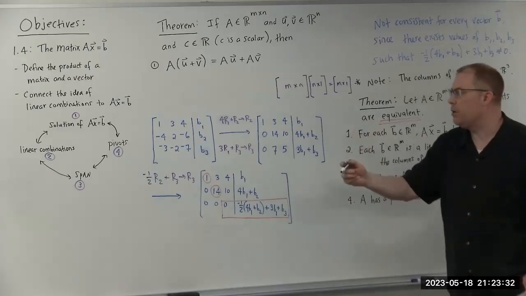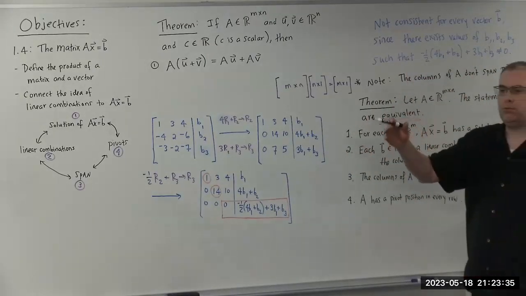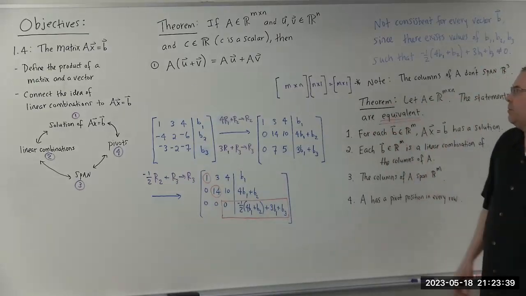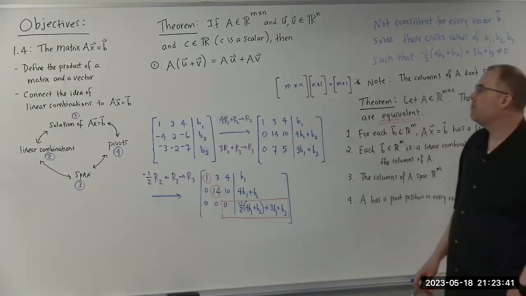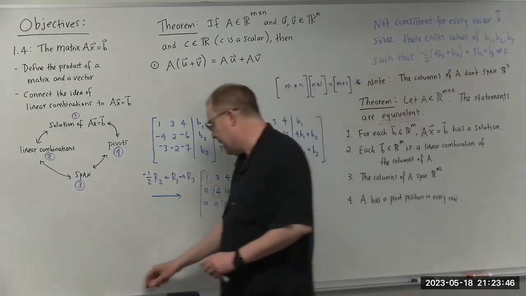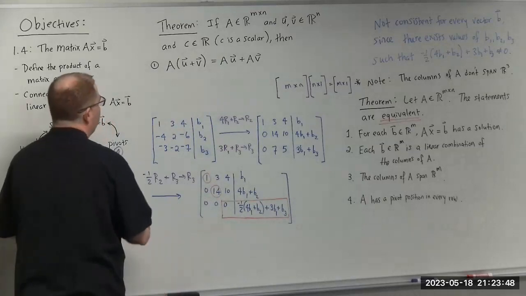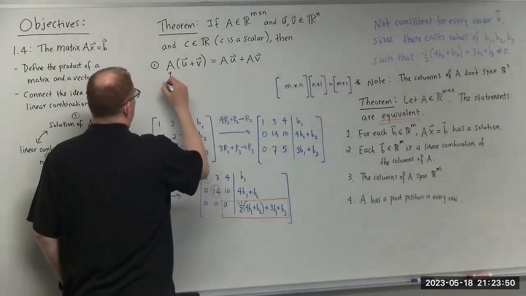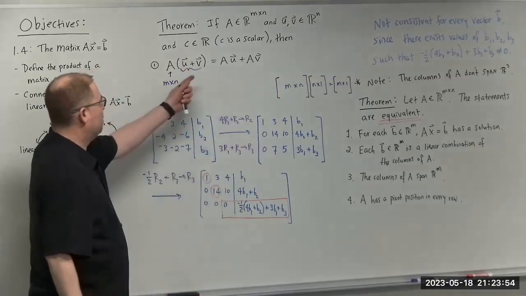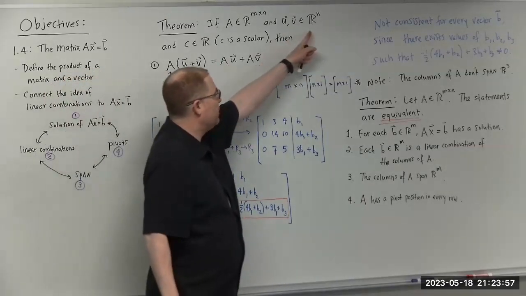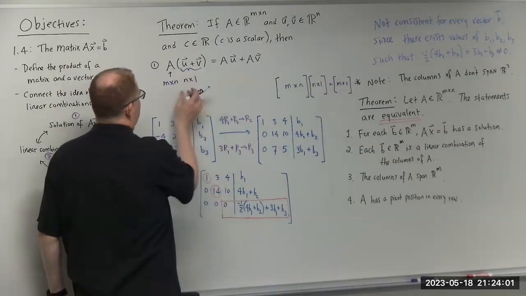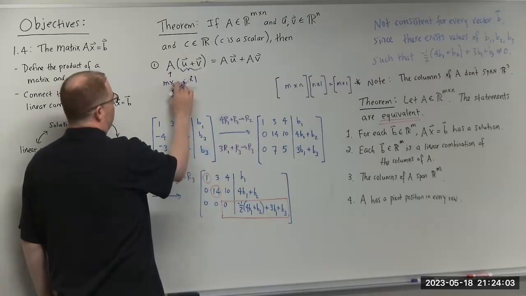And you can certainly do this for more than two vectors. If you have U, V, and W, then you can get A times U plus A times V plus A times W. And this is compatible because we're assuming that A is m by n. When you add these two, because they're the same size, you get a vector of the same size. So this is compatible, right?